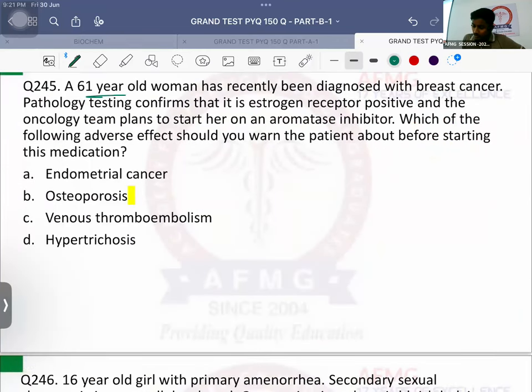Now, a 61-year-old woman has recently been diagnosed with breast cancer. Pathology testing confirms that it is ER positive, and oncology team plans to start an aromatase inhibitor. If it is an ER-PR positive breast cancer, if she is a premenopausal female, then the hormonal therapy of choice will be SERMs, that is tamoxifen. But if she is a postmenopausal female, then the hormonal therapy of choice is aromatase inhibitors, drugs like letrozole, anastrozole. Which of the following adverse effects would you warn the patient about before starting the medication?